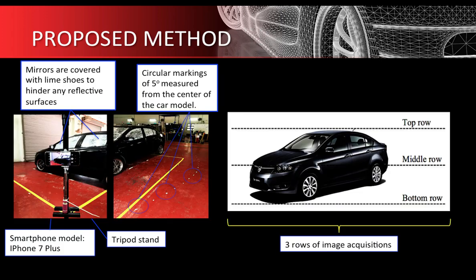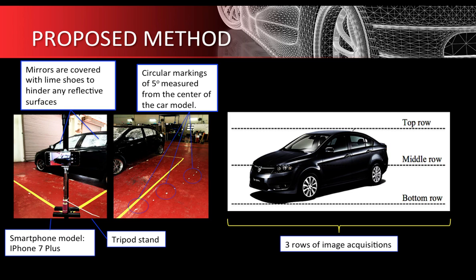In this research, the close-range photogrammetry method is used to obtain images of the car demonstrator. Mirrors are covered with lime shields to hinder any reflective surfaces. This is because the photogrammetry method does not work effectively with reflection. Circular marking of 5 degrees measured from the center of the car model is performed. This is to increase the overlapping images of the car demonstrator to enhance the photogrammetry model.